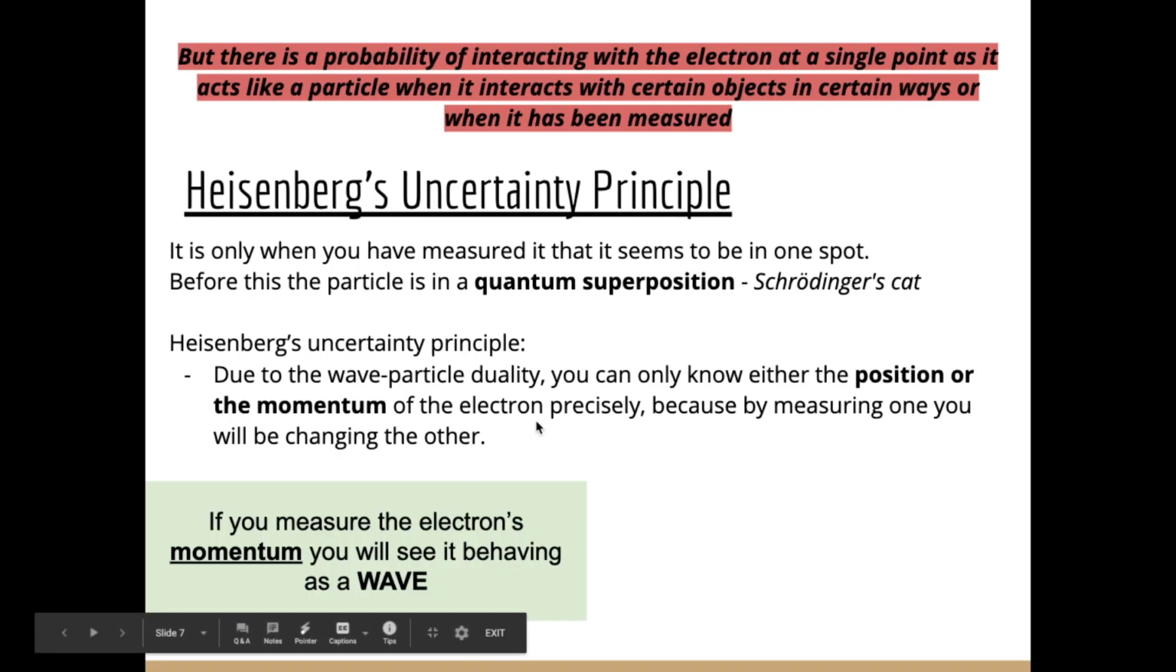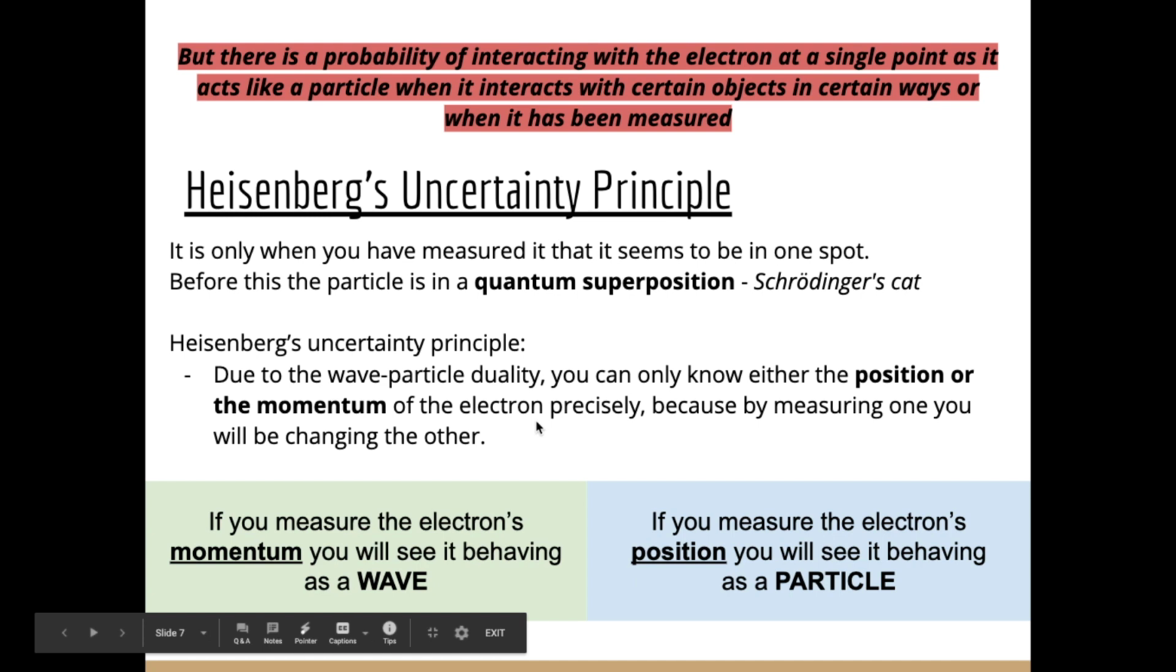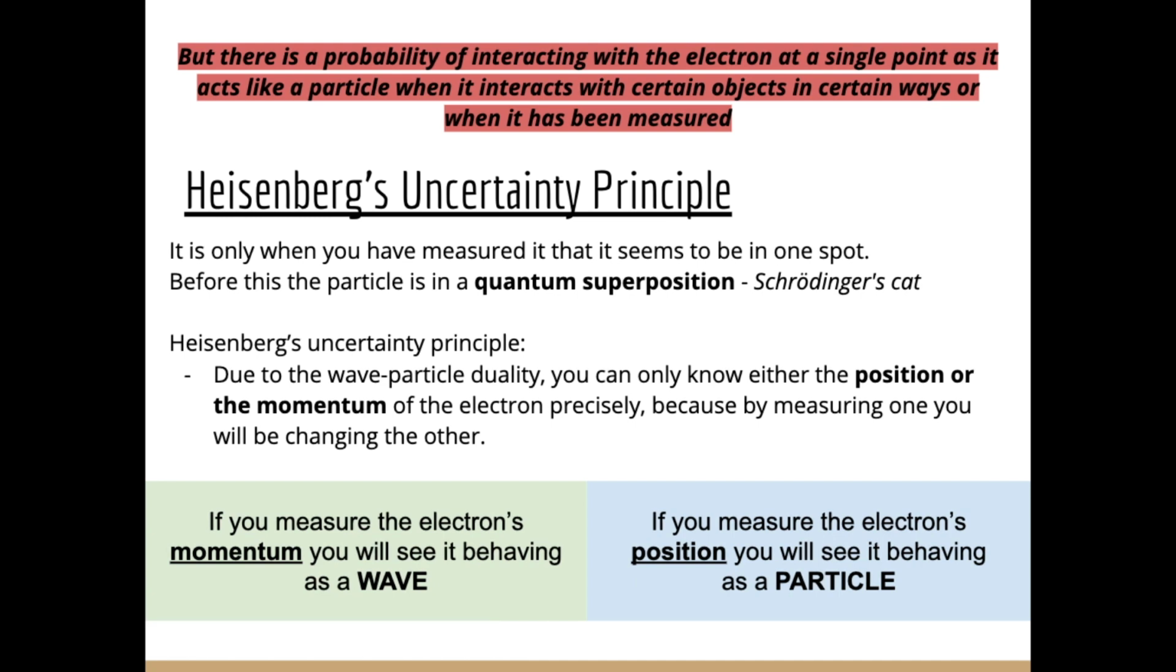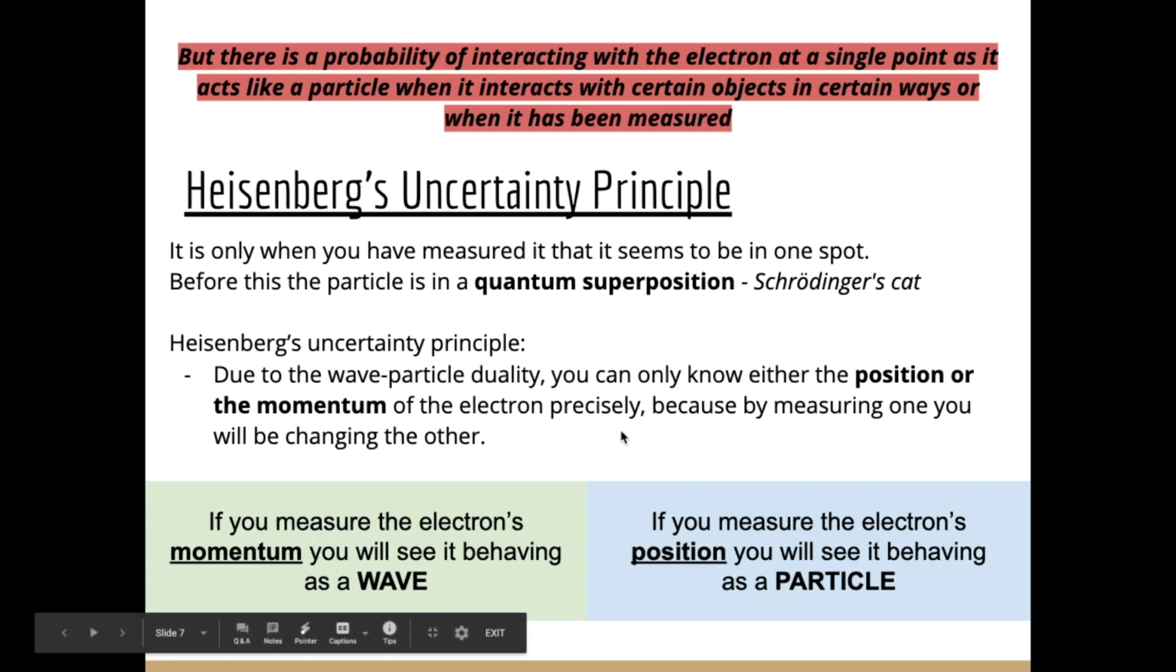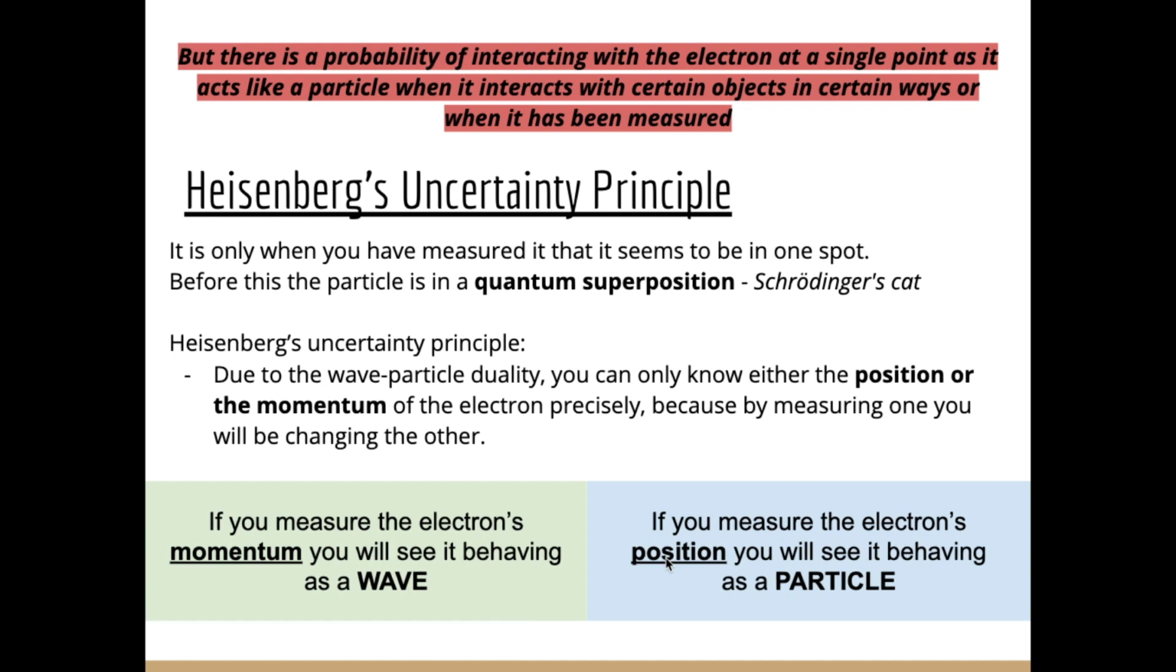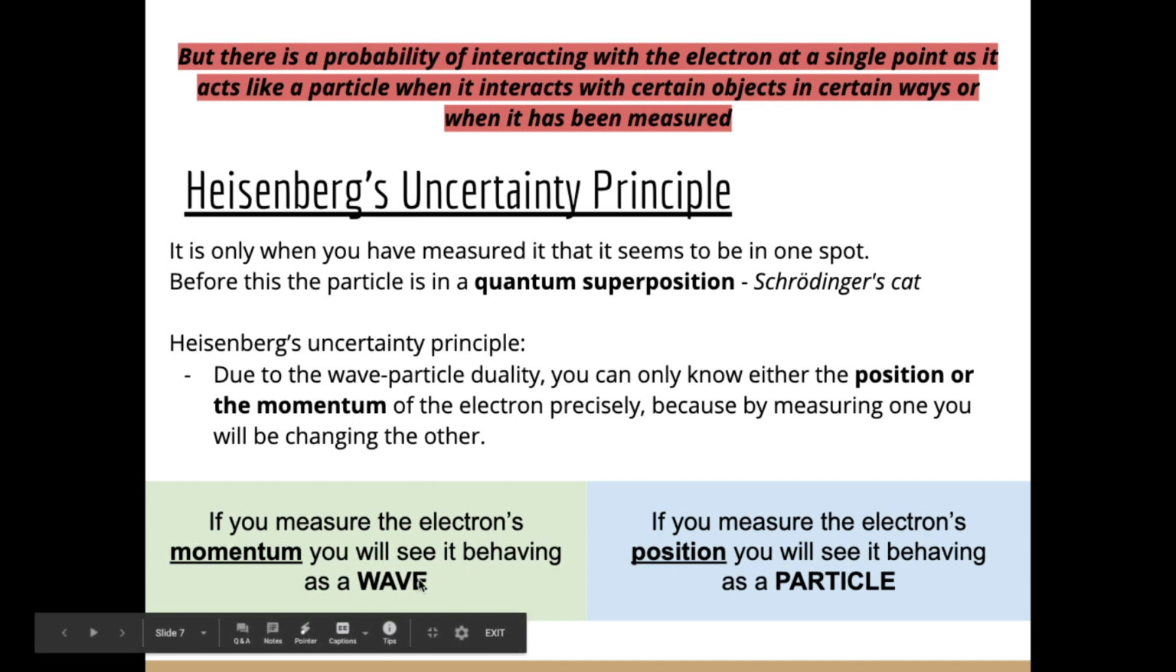Conversely, if you measure the electron's position, you will see it behaving as a particle. This is this idea of uncertainty, the fact that you can never be certain for sure both its momentum and its position, and consequently if you measure one, you'll change the other, so you'll see it behaving as a wave or see it behaving as a particle depending on which one you change.